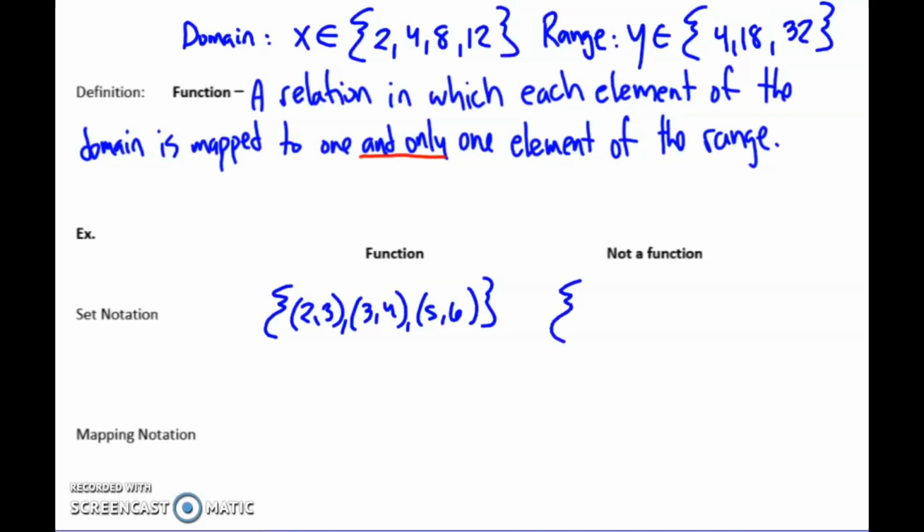All right, well, here's set notation of a relation that's not a function. (1, 2), (1, 3), (2, 4). So why isn't this a function? This is not a function because you can see the 1 is mapped to 2 in the first point, and then in the second one, it's also mapped to 3. So that element of the domain does not have a unique element of the range.